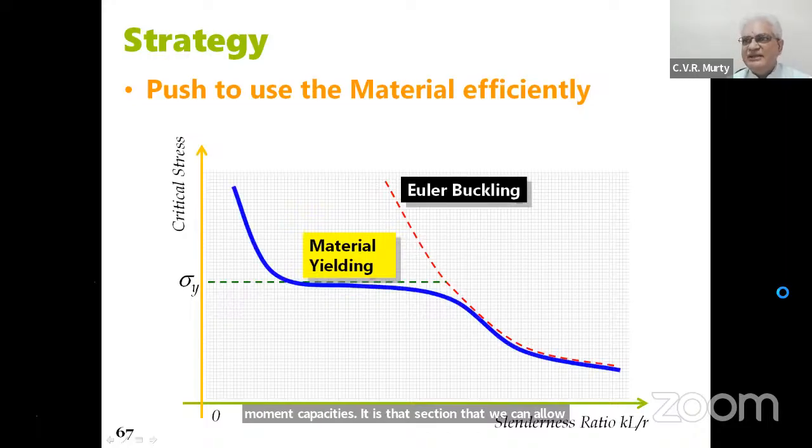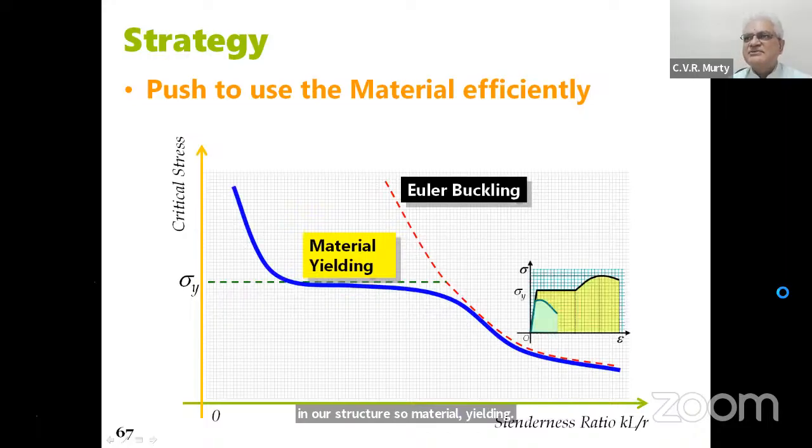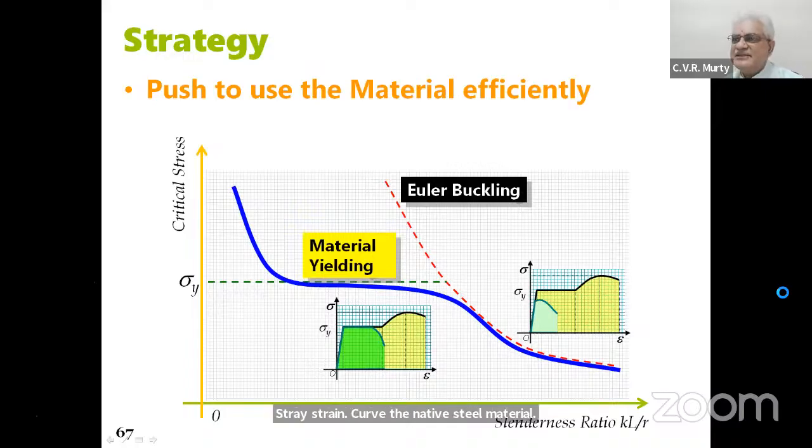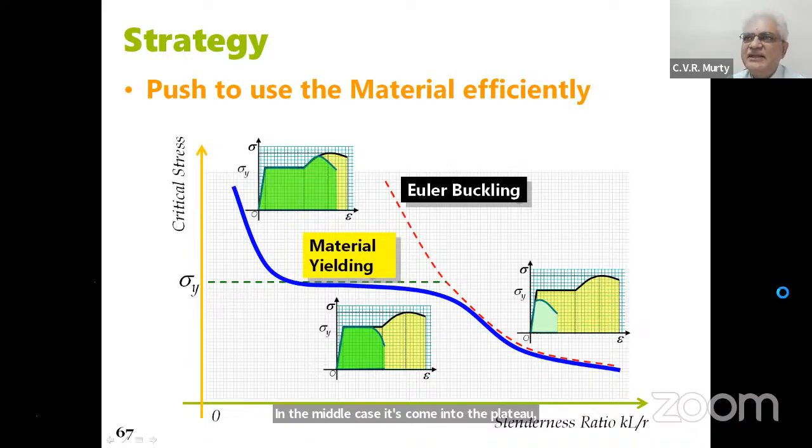So material yielding, geometric actions, and this is what we are looking for. You can see the stress strain curve of the section on the right-hand side is not touching the stress strain curve of the native steel material. In the middle case, it has come into the plateau but not risen into the strain hardening region, and here it has risen into the strain hardening region also.